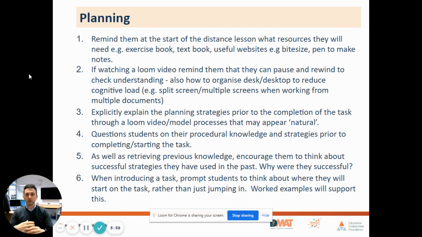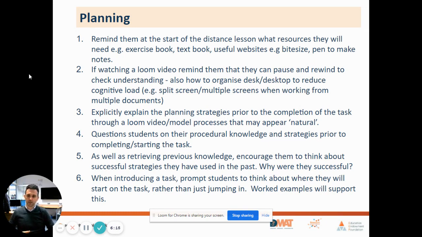Number 4, make sure we can question the students on their procedural knowledge as well as their declarative knowledge, and not just asking them, what facts do you know about this, but how do we actually go about completing these tasks? What do you need to do in a task like this? Quiz them on that sort of knowledge as well.